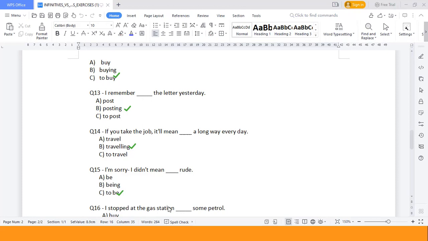Lo siento, no quise ser grosero, rudo. Exactly, grosero. That's the meaning. No tuve como la intención de, yeah? It's another meaning of the word mean. In that case, with that meaning, you use to. So, I didn't mean to be rude.